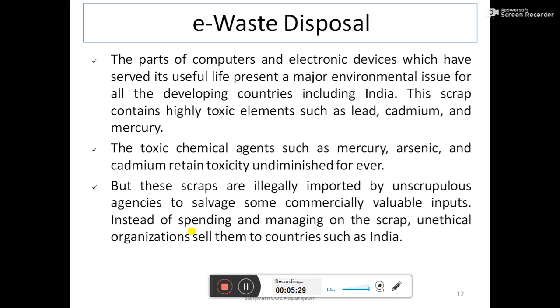E-waste disposal. The parts of computers and electronic devices which have served their useful life present a major environmental issue for all developing countries, including India. This scrap contains highly toxic elements such as lead, cadmium and mercury. Toxic agents such as mercury, arsenic and cadmium retain toxicity undiminished forever. But this scrap is illegally imported by unscrupulous agencies to salvage commercially valuable inputs. Instead of spending on managing the scrap, unethical organizations sell it to countries such as India.